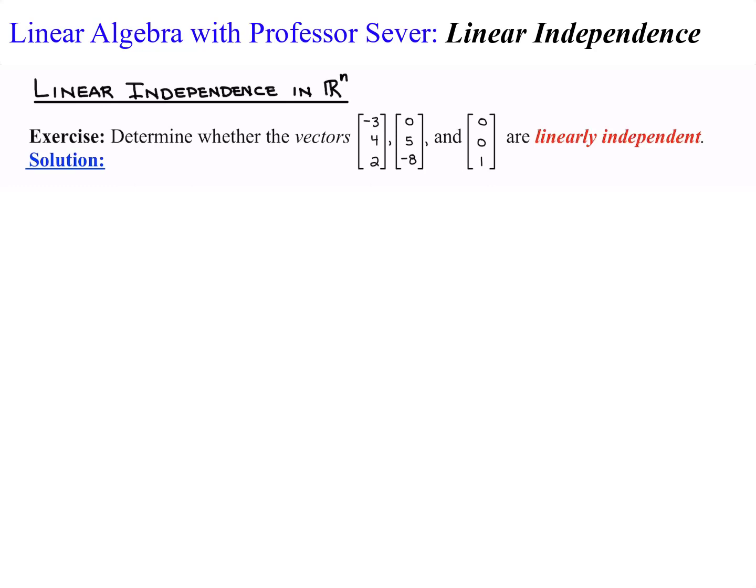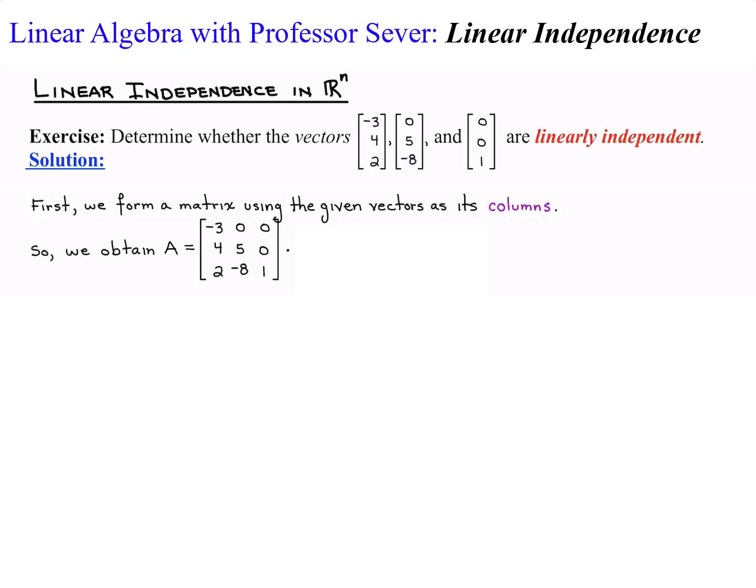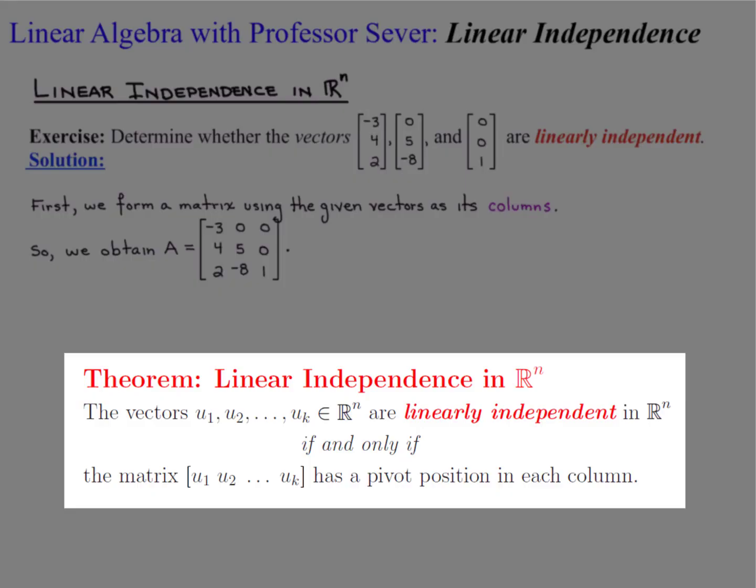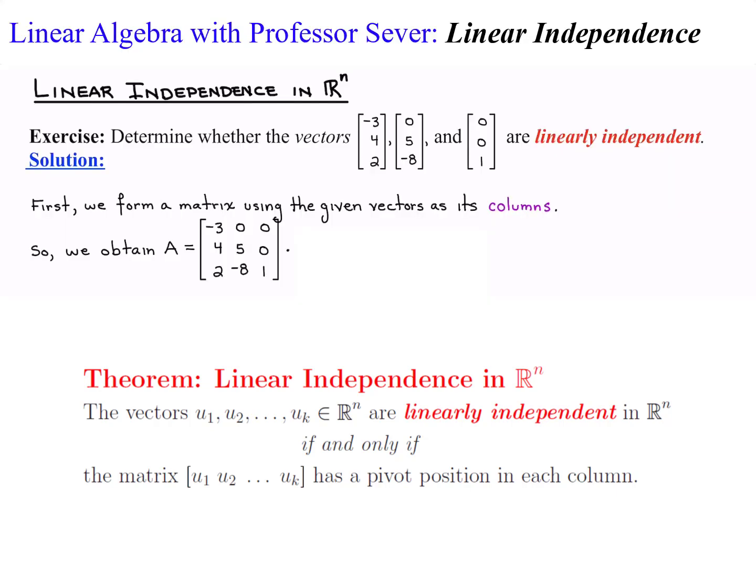So let's consider this problem. We have three vectors. We want to determine whether they are linearly independent. So the first question is, how do we go about making that determination? What do we need to do? We need to form a matrix using as its columns these three vectors. And by doing so, we will apply the theorem that says the columns of a matrix are linearly independent if and only if there's a pivot position in each column. That's a fundamental theorem for us in this course. So let's do that and see what we get.